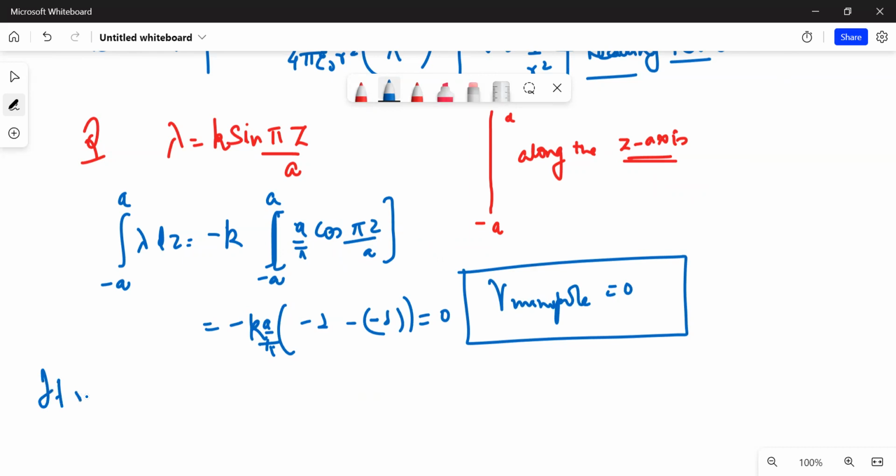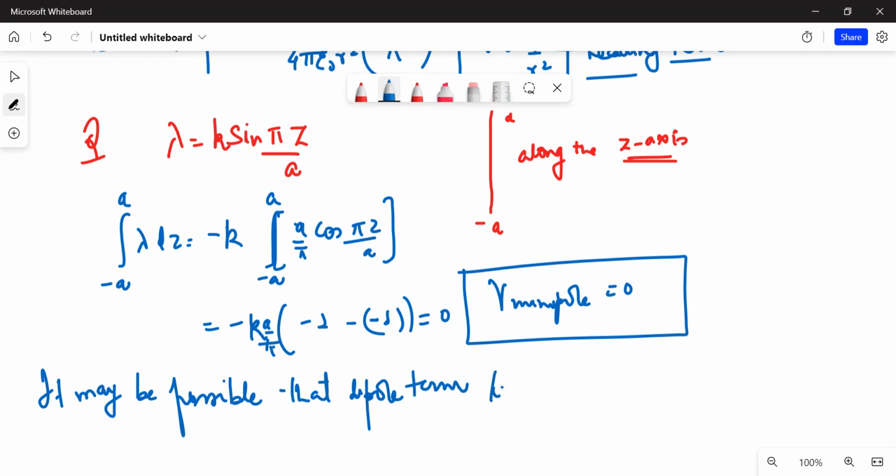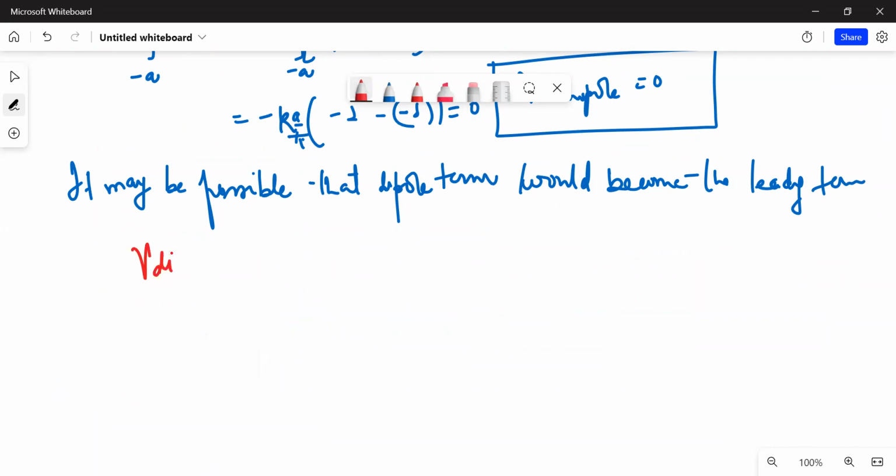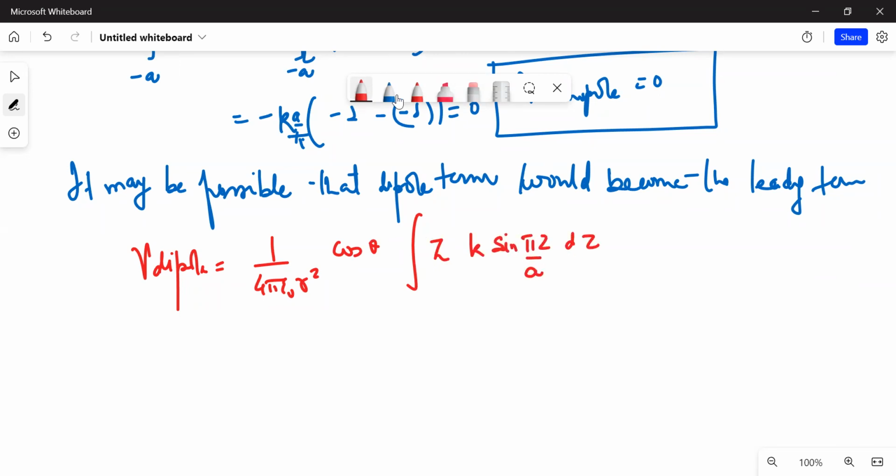So it may be possible that the dipole term would become the leading term. Is that clear? And there is just an integration to do. So what will be the dipole term? The dipole term would be 1 upon 4 pi epsilon naught r square cos theta, integration, I think it would be z k sine pi z upon a dz. Is that clear? Now try to integrate this.